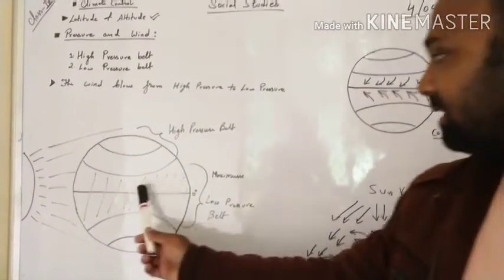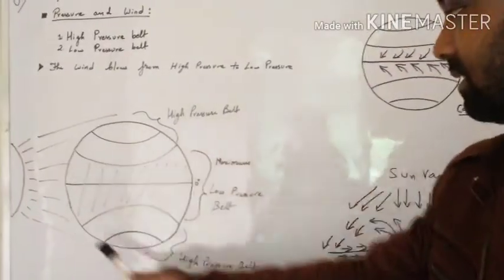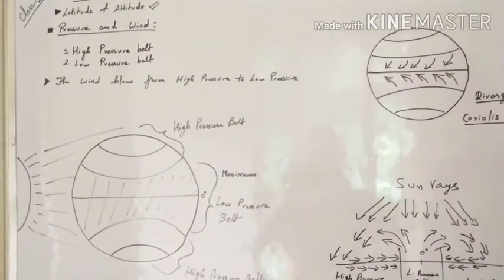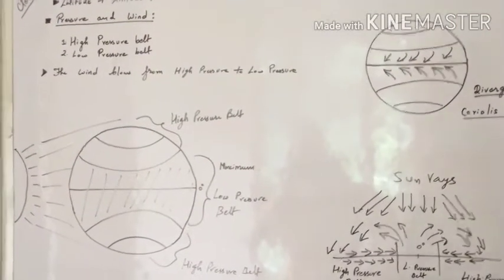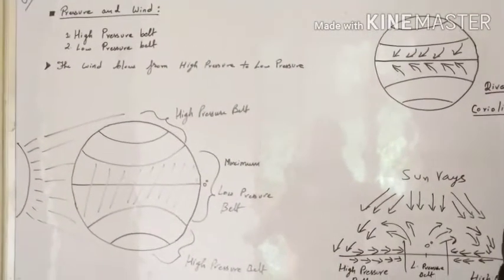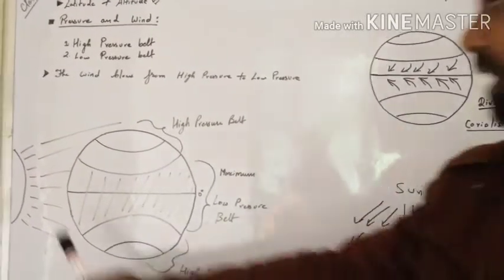Now here is the diagram with the help of which I am going to make you understand. Suppose this is the earth, this is our globe, and this is the 0 degree latitude. That means the ray of the sun directly falls on 0 degree latitude. This we have already discussed in the earlier session. And this is the sun.